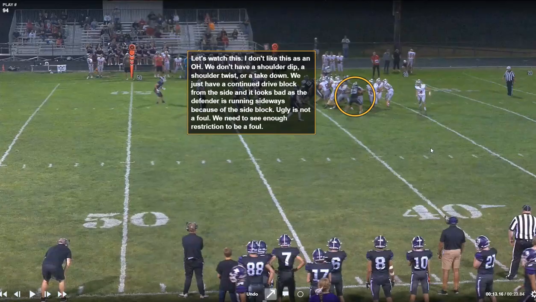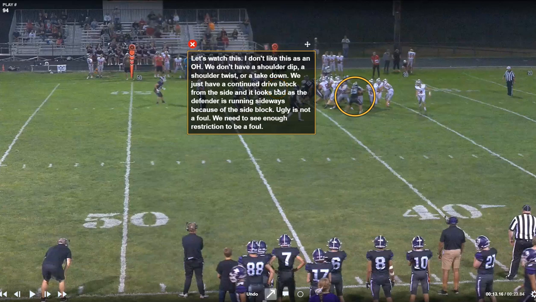All right, this is exactly where, and right now we already should be, we have a first down play. We already should be as a line judge here going backward. Remember, we're going to get that back in that offensive backfield. But I don't like this as an offensive hold, okay? We got to be very, very careful when they're blocking them on the side, okay? So what we're looking for, remember, for offensive hold, we're looking for a shoulder dip. We're looking for a twist of the shoulders. We're looking for a takedown, and we don't have any of those. In this play, we just have a continued drive block from the side.